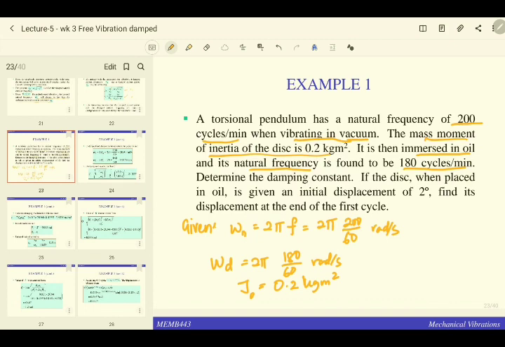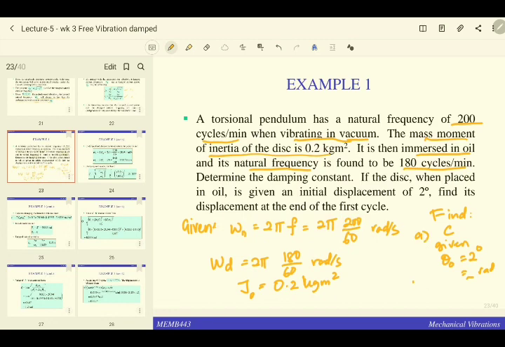You want to determine the damping constant. So what you want to find is your damping constant C, if the disk, when placed in oil, is given an initial displacement, theta naught equal to 2 degrees. So you may need to convert it into radian. Then find its displacement at the end of the first cycle.